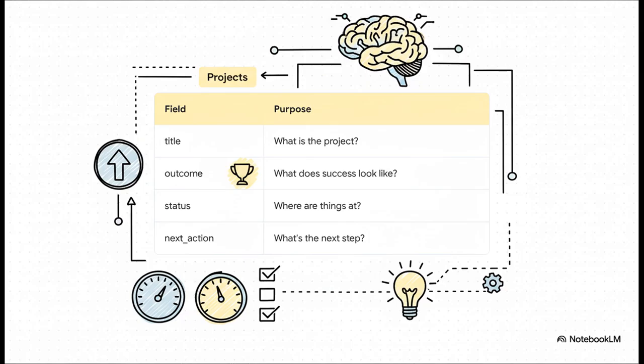Next, we have the projects template. Now, what's really brilliant about this one is the outcome field. It forces you to define what success actually looks like right from the very beginning. You combine that with status and next action, and you basically have an instant dashboard for everything you're working on.